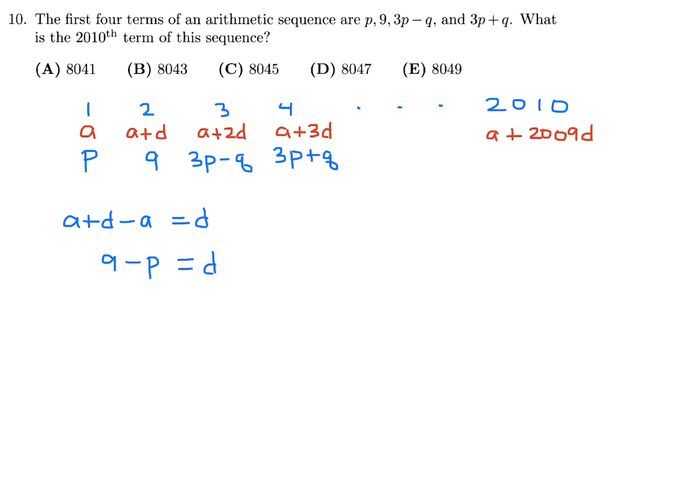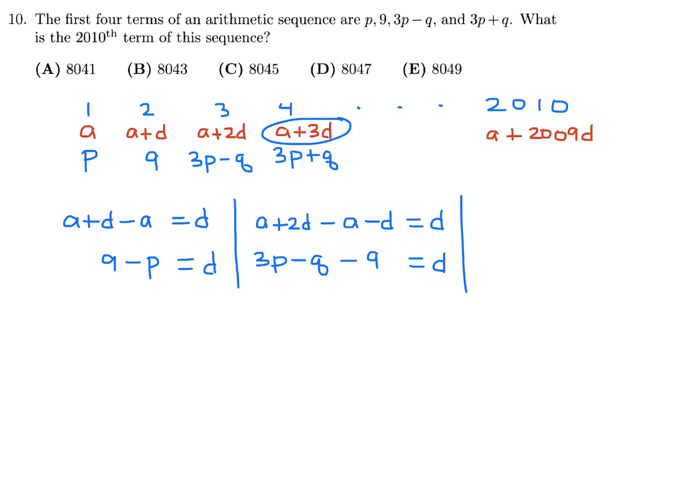All right. So we do the same thing again, but this time using the third and second. If you take the third term and subtract from it the second term, you again get just d. So we're going to do that with these guys. That would be 3p minus q minus 9. Okay, that's my second.